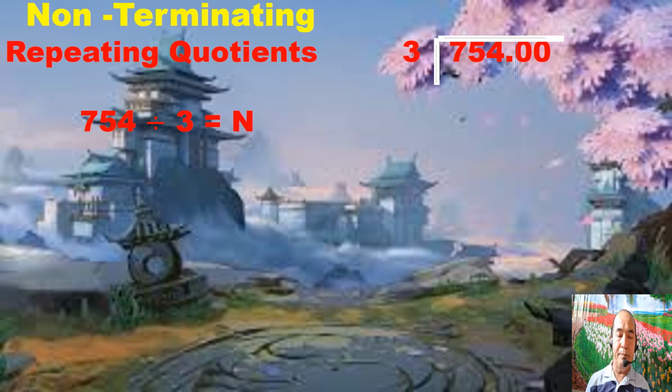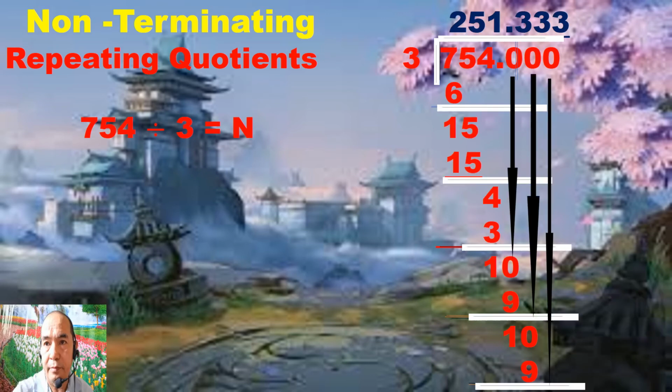Okay, let's have another example of a non-terminating and repeating quotient. So we have 754 divided by 3. So let's try to find out whether this division process will be a non-terminating and a repeating quotient. Okay, let's do the actual division now to determine whether this division process is a non-terminating or repeating quotient. So we have 754 divided by 3. So we have the first digit of our dividend. We have 7.